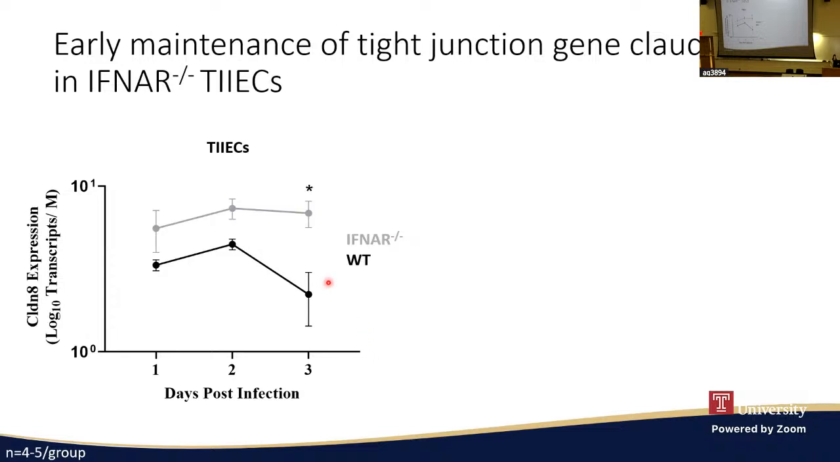And what we found within our type 2 epithelial cell sequencing data is that the IFNAR neonates maintain this tight junction gene Claudin 8 over the course of our time course, while the wild type start to lose Claudin 8 expression by 3 days post-infection. But from our model, we don't really see mortality until 6 days post-infection. So we wanted to look at what happened to Claudin 8 gene expression later in infection, and we also wanted to expand out to the whole lung.